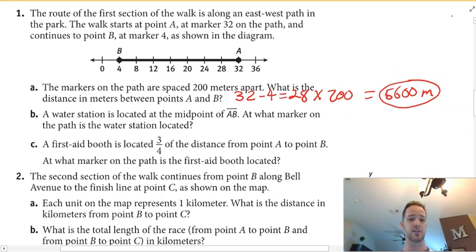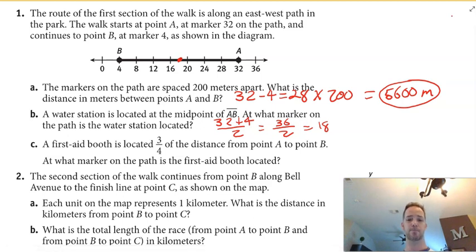Question B says a water station is located at the midpoint. To find the midpoint, you can just average these. So 32 plus 4 over 2 equals 36 over 2 equals 18. And if we find where 18 is, 2 units away from 16 and 20, that does look like the midpoint, and 18 is 2 units away from both of those. So looks good.